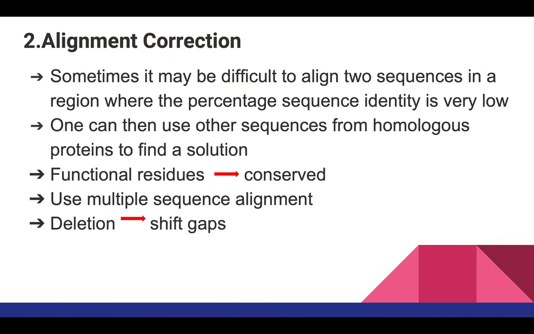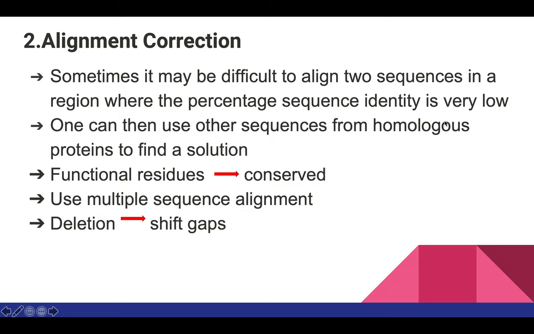Secondly, when the alignment is being corrected, this is what sometimes happens. Usually it's difficult to align two sequences, especially if the percentage of similarity is not that high. But they will try to do it somehow nonetheless. If the percentage is very low, usually they have to find which region is the most likely similar. Then they will build up from there. But from that, one can then use other sequences from homologous proteins and also find a solution.